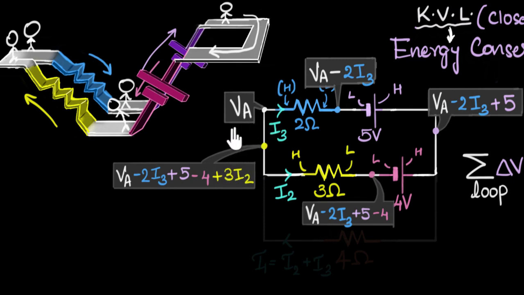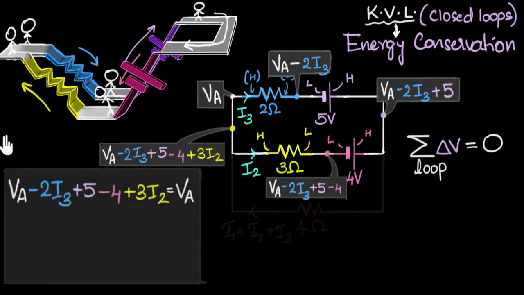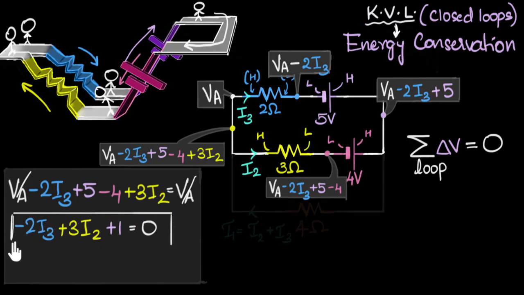And so if we equate them, we get our equation. So what will our equation be? Our equation will be this equals this. Same thing I'm writing over here. This should equal VA. And notice now what I can do. I can cancel this VA and I get my first equation. So I get minus 2i3 plus 3i2 plus 5 minus 1 is plus 1. So let me write plus 1. And that equals 0. And this is how we build equations using Kirchhoff's voltage law.